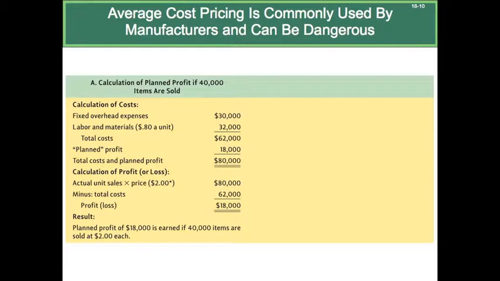Now this is based on a sales forecast or an initial estimate of volume of 40,000 items. It's very important to understand this is based on an assumed quantity level. So the labor and materials is estimated based on that 40,000 unit estimate. So the total costs shown are $62,000. Let's assume a planned profit amount of $18,000 is added, so the total cost and planned profit amount is $80,000.